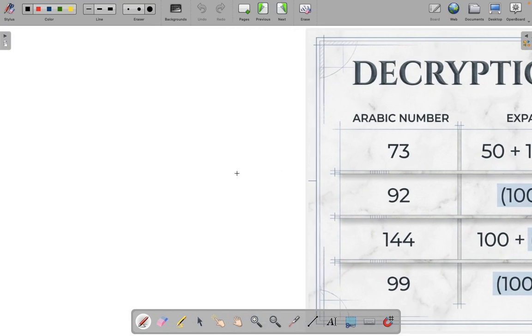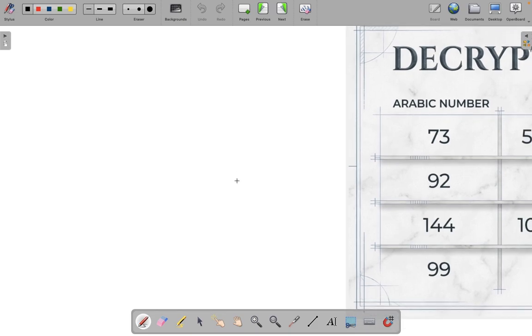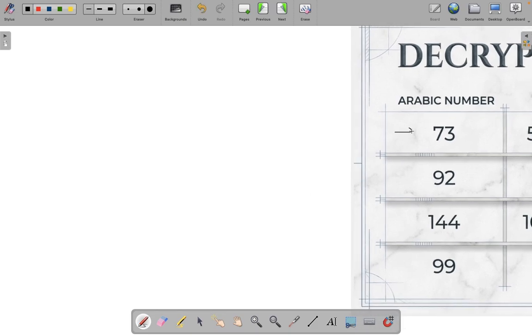Okay, I'll just hide the solutions. Just let me know the Roman numbers corresponding to each of these. So I have to write Roman numbers for all four of them? Yes.